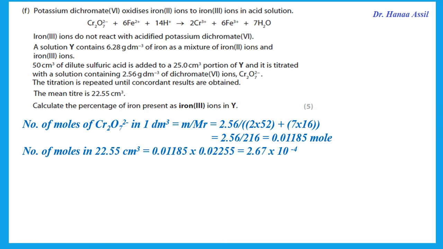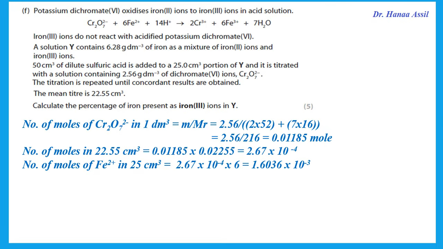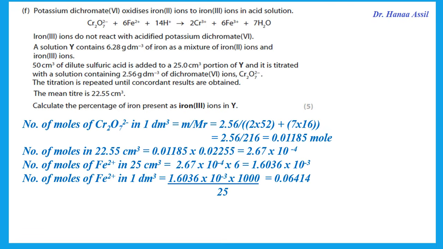Then we used only 22.55, so we can get the number of moles in that volume. So that is the number of moles of the dichromate used. And that means the number of moles of iron 2 plus, from the equation up there, you can see that dichromate reacts with 6 moles of iron 2. That means the number of moles of iron 2 is 6 times the number of moles that we calculated for the dichromate. Then that is in 25 centimeter cubed that we did in the titration.